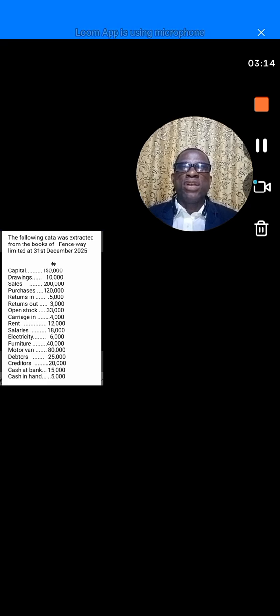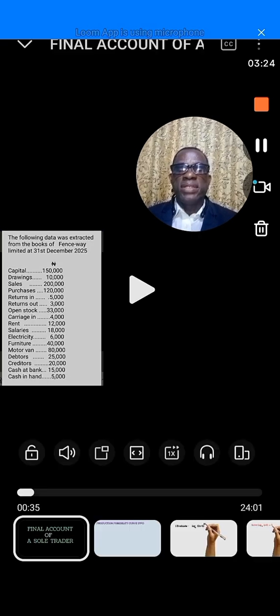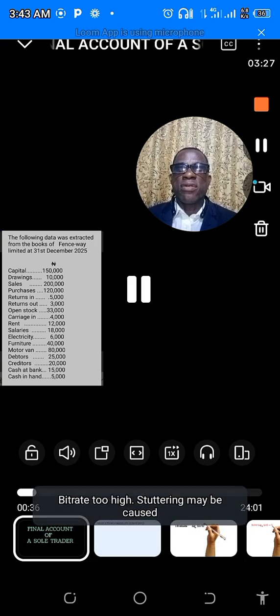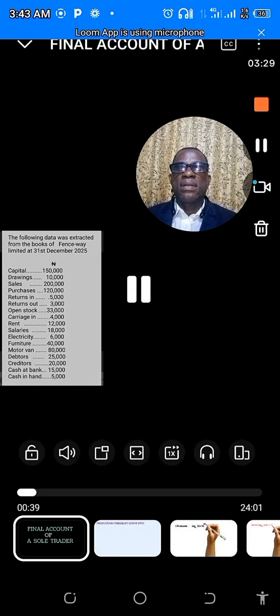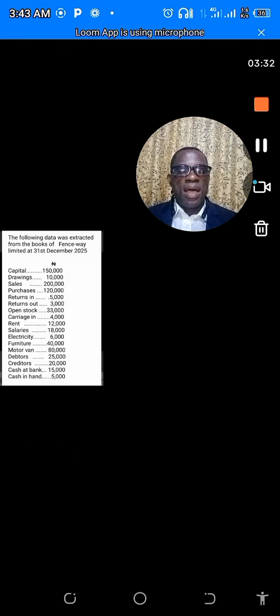Now we are going to take a look at an example, and the question reads: the following data was extracted from the books of Fensway Limited as at 31st December 2025.